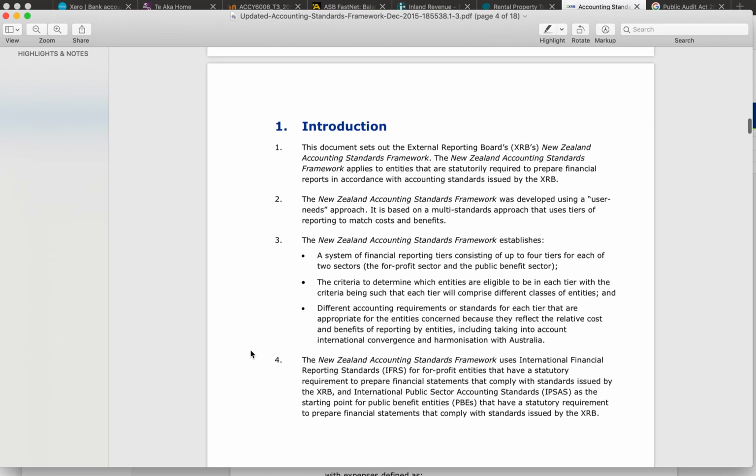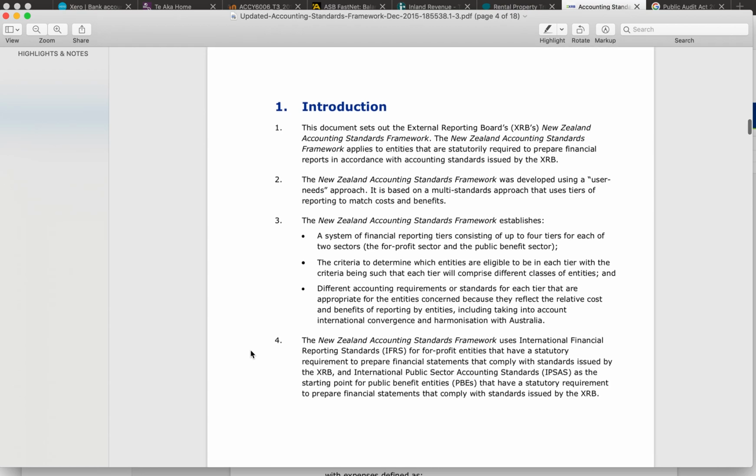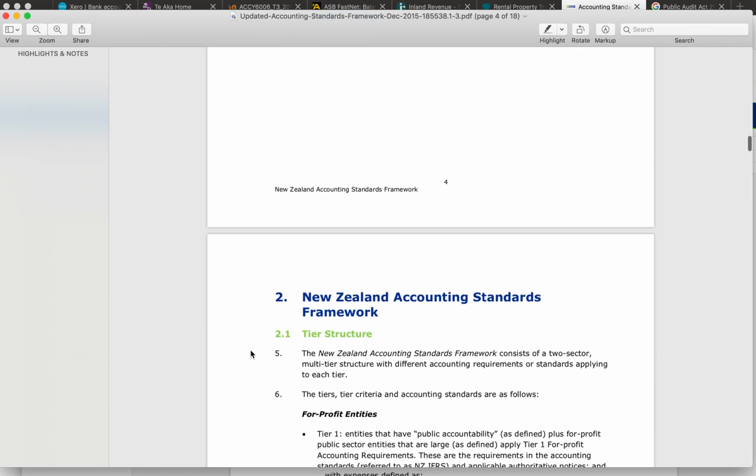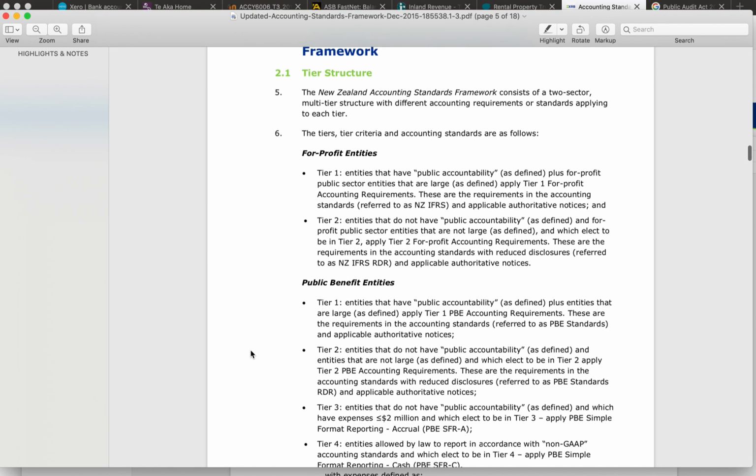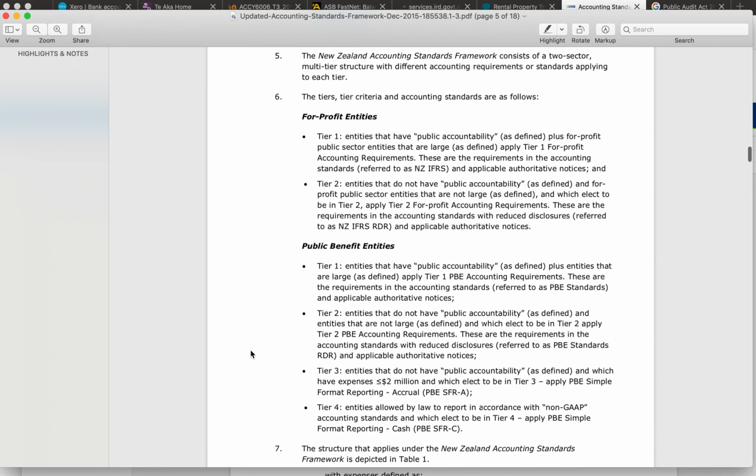So the introduction is really worthwhile knowing, and it's also worthwhile being very clear that the framework is targeted at 2 sectors. Okay, so there's the for-profit entities, and then there's the public benefit entities, right? So for-profit entities, obviously they're in business to make a return. Okay, public benefit entities, their main mission is not to make a return for investors or anything like that. It's to provide benefits to the public. Okay, public benefit entities. Okay, so you'll find places where you can see examples of that, right?